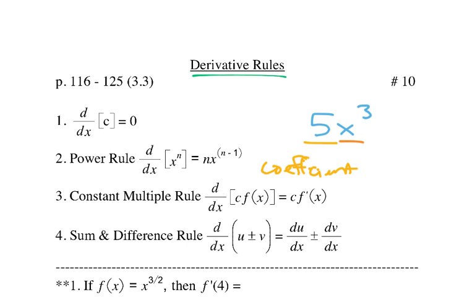It's got a base. And for a power function, the base should be your variable. It should be your x. And then it's also got a power. That's why it's called a power function.